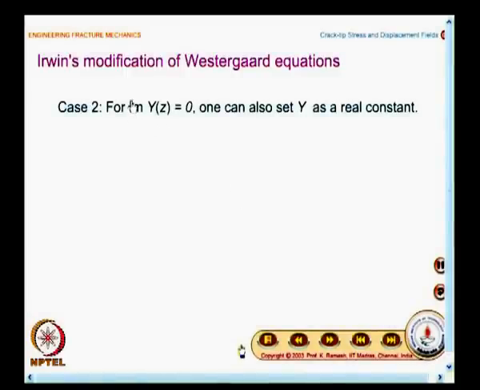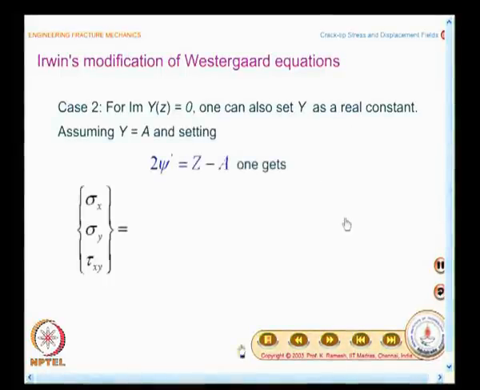We finally want the imaginary part of Y equal to 0, so one can also set Y as a real constant. When you say Y is a real constant, its imaginary part is 0. So, what you will have to look at is that the condition tau x y equal to 0 is still satisfiable by taking Y appropriately. This kind of luxury we did not have when we had only one stress function. We carried on with that solution, because Westergaard in his paper also solved a variety of problems for which on y equal to 0, tau x y was 0.